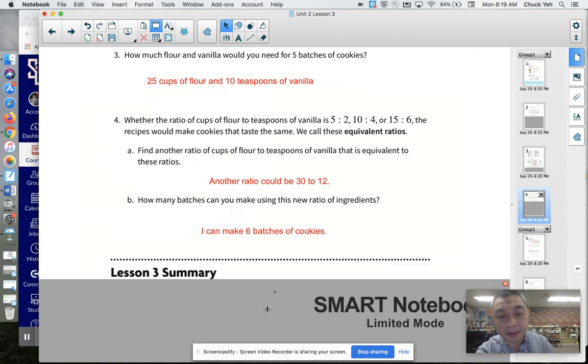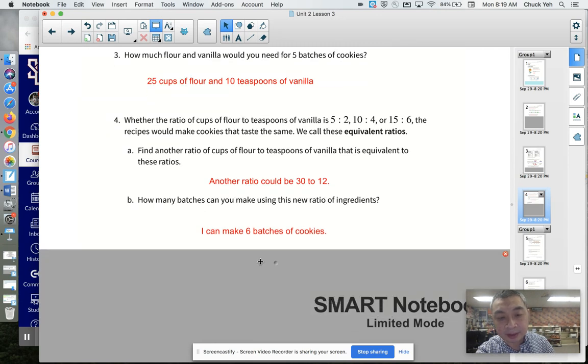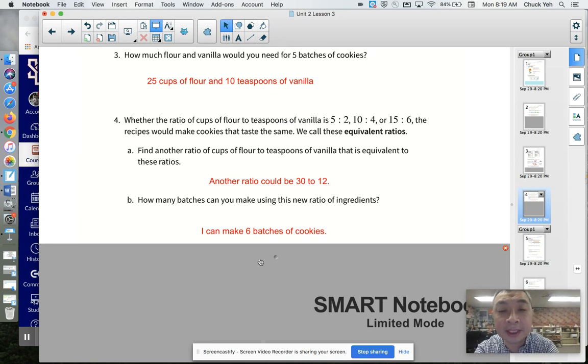All right, and then read the lesson 3 summary. We did this together. Make sure that this is in your notebook, lesson 3, unit 2. This is the student task statements. Make sure you put this also in your table of contents.